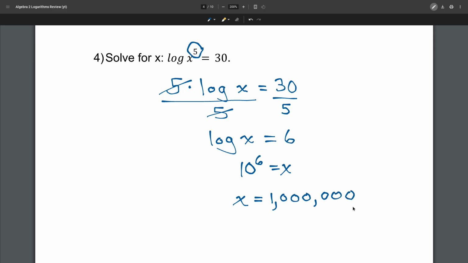Now in this particular problem, we can't have a negative solution because we're raising x to an odd power, and that would give us a negative output here, and we can't take the logarithm of a negative number.